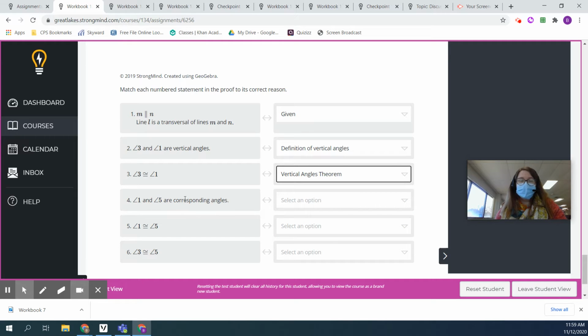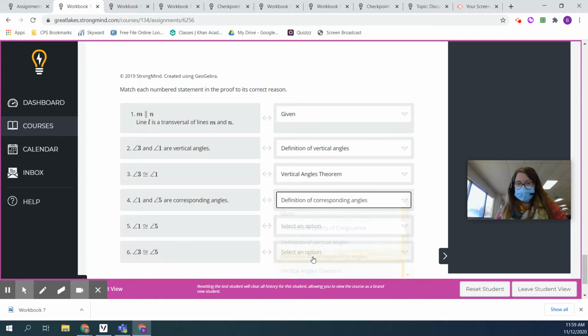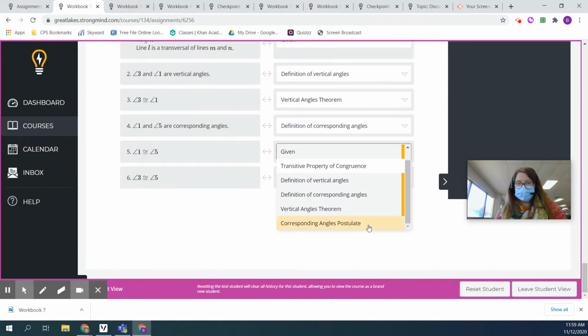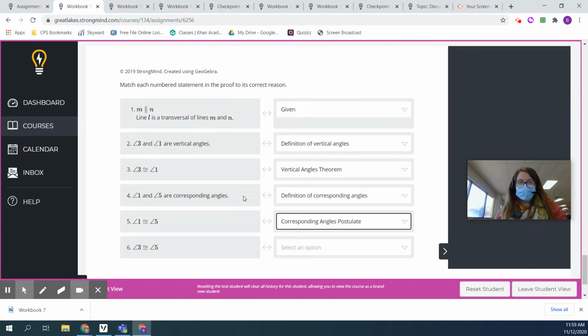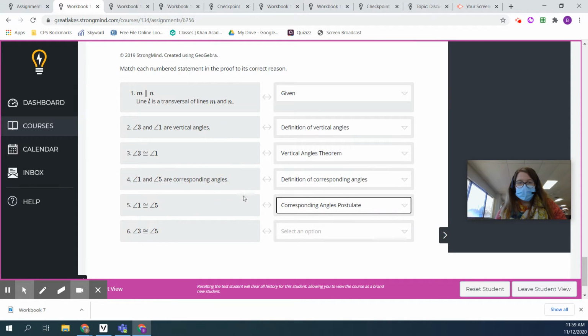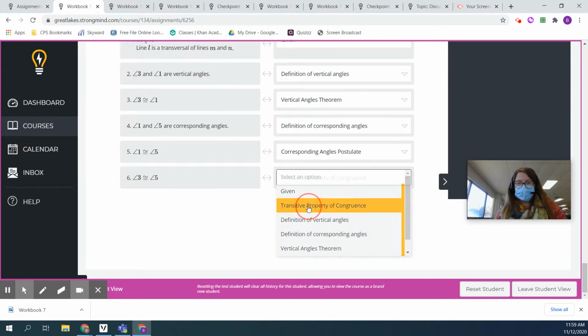Okay, 1 and 5 are corresponding angles. That is the definition of corresponding angles. And then it would be the corresponding angles theorem, something like that. Corresponding angles postulate. Okay, so let's see. We said, so then we would substitute that in. So it would be the transitive property.